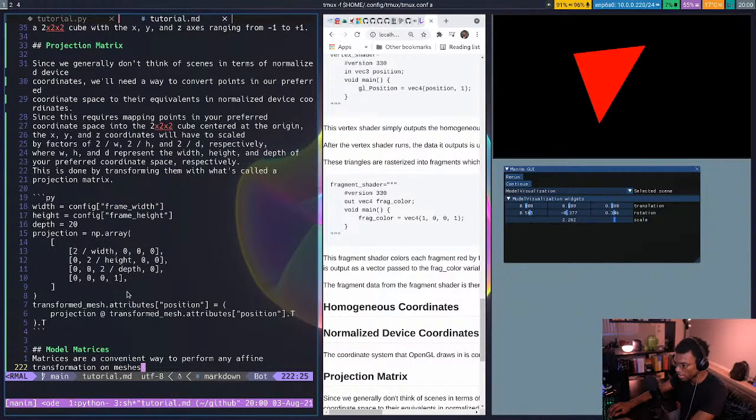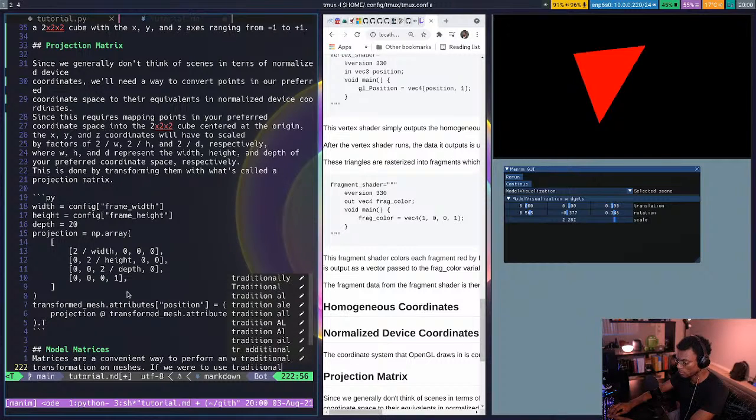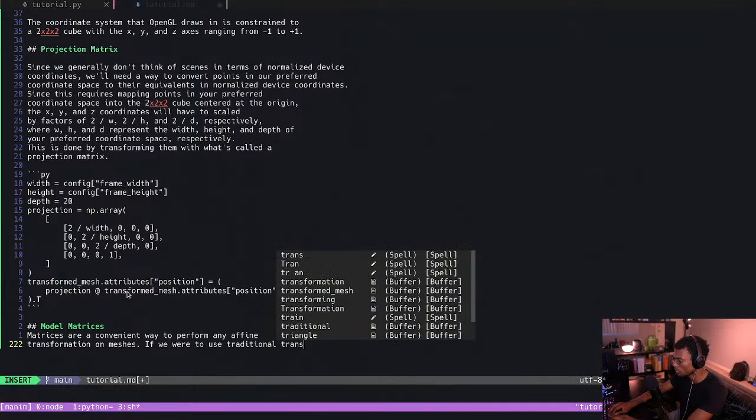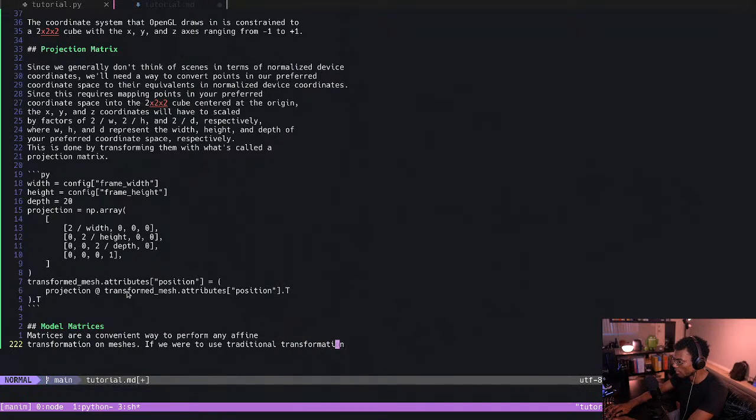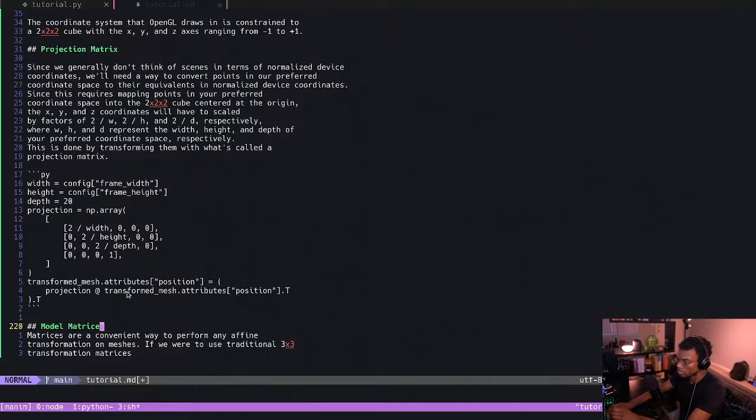We need to perform any affine transformation on matrices. If we were to use non-homogeneous, I'll say traditional, traditional 3x3 transformation. Well, I should explain what a model matrix is.